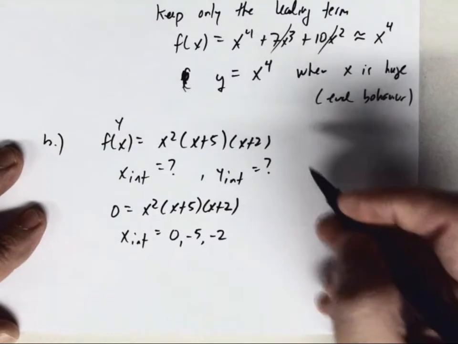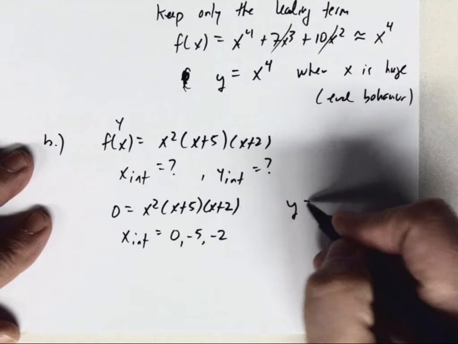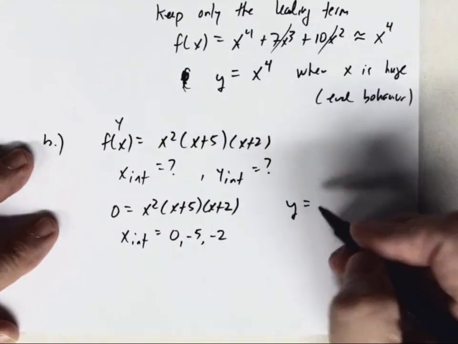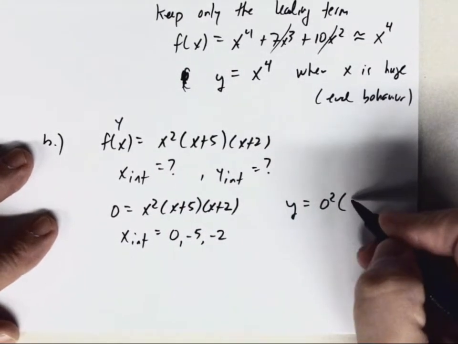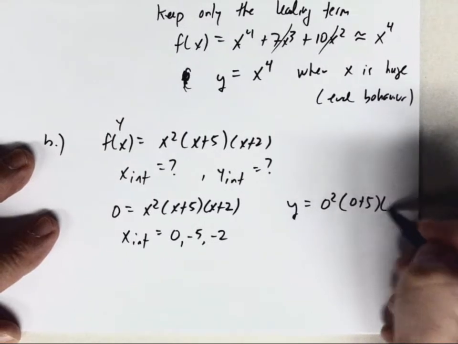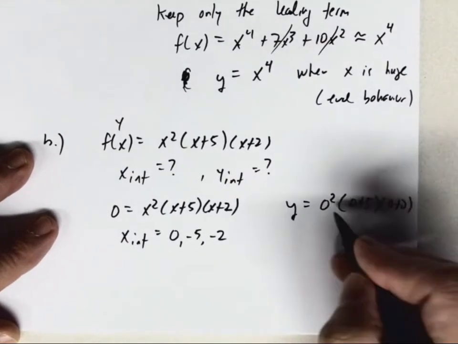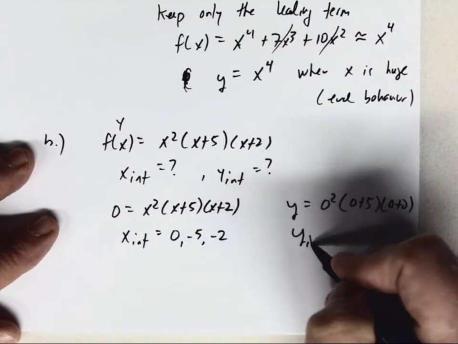Now for y-intercepts, what do we do? We set x equal to 0. So 0 squared times 0 plus 5 times 0 plus 2. Multiply this out.